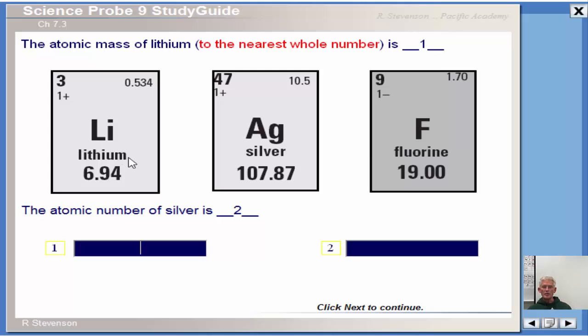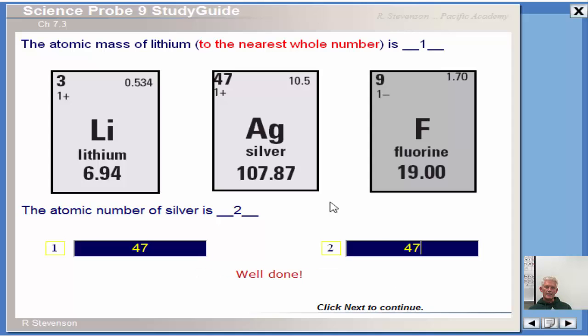So the atomic number of silver, which one of these is silver? That one is, what do you think? We're going for 47. Uh-oh. You know what I did wrong there? Bobby put it in the wrong box. So the atomic number of silver is 47.